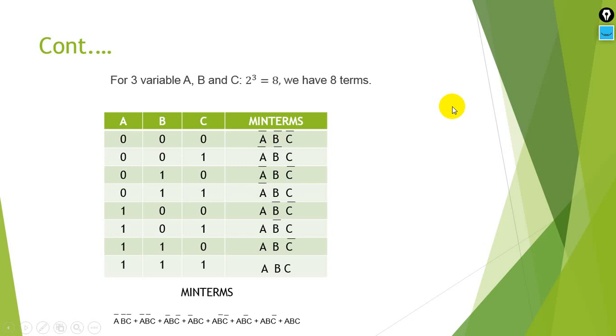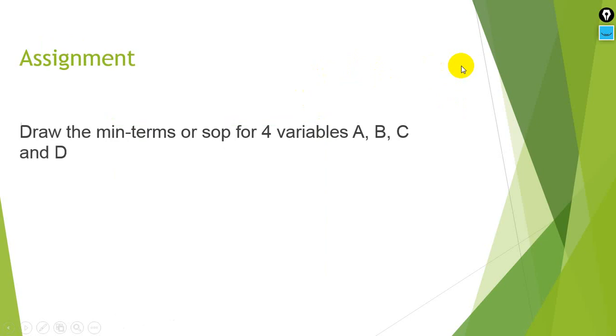Okay, so this was SOP of 3 variables. So now the SOP of 4 variables. So this is your assignment, and you should do it by yourself. Find the number of minterms in the given SOP in which we have the 4 variables.